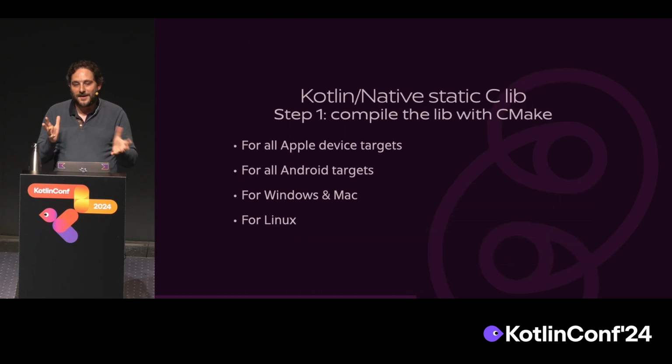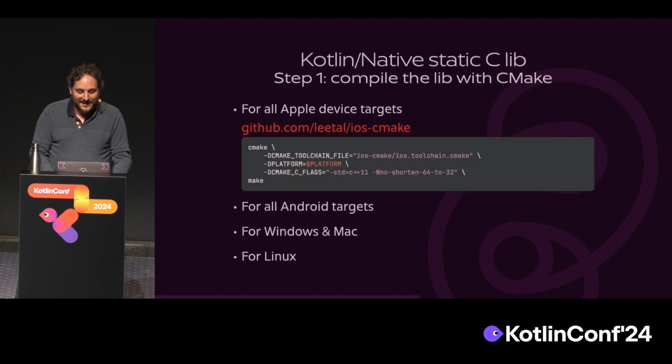What if you're using CMake to compile your library? Well, for Apple device targets, there's a project on GitHub called iOS CMake that provides you with a toolchain CMake file that will very simply allow you to compile any library, or most libraries, let's not overpromise here, for all iOS targets, all Apple targets that you want to compile to. And let me say a huge thanks to its maintainer, because this project has saved my life.